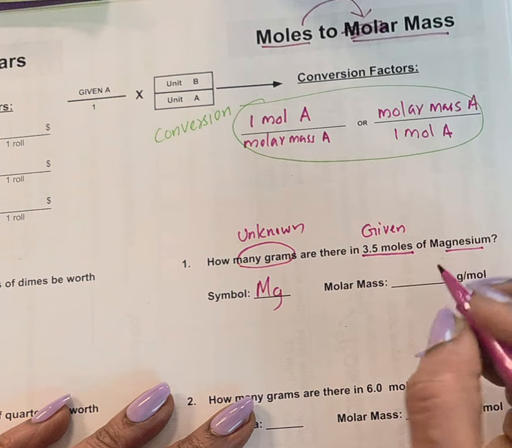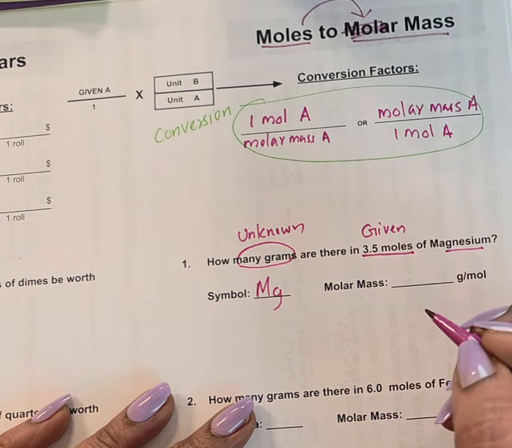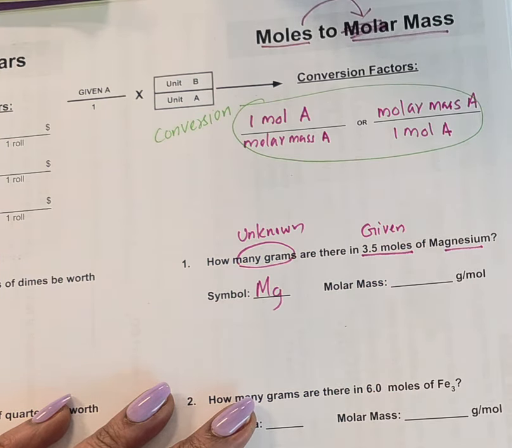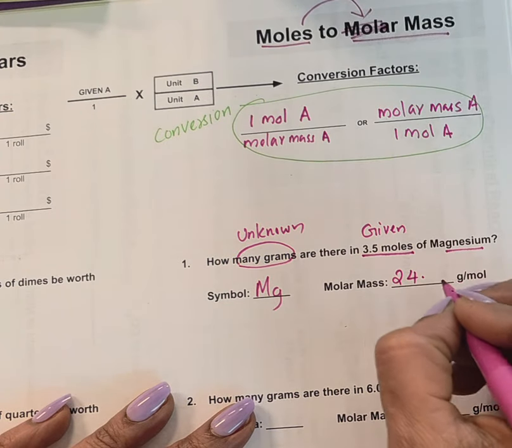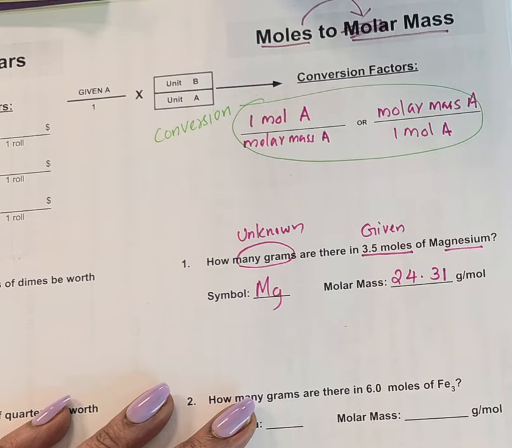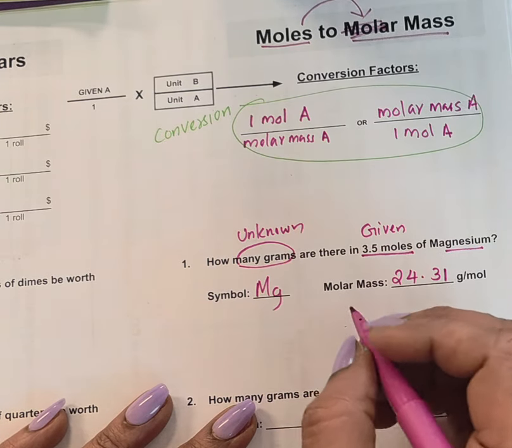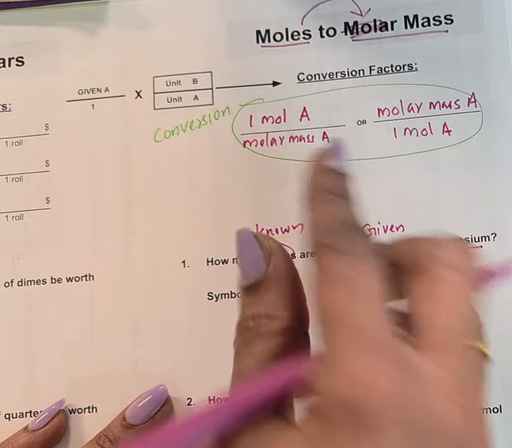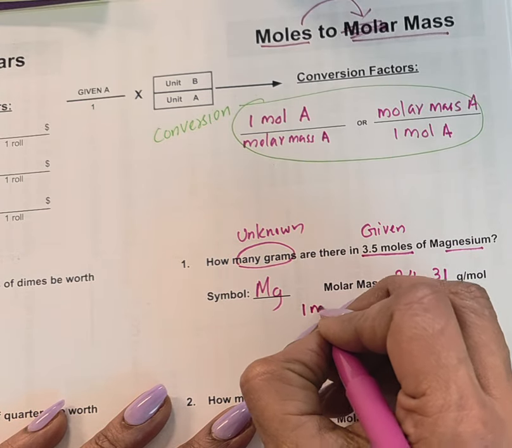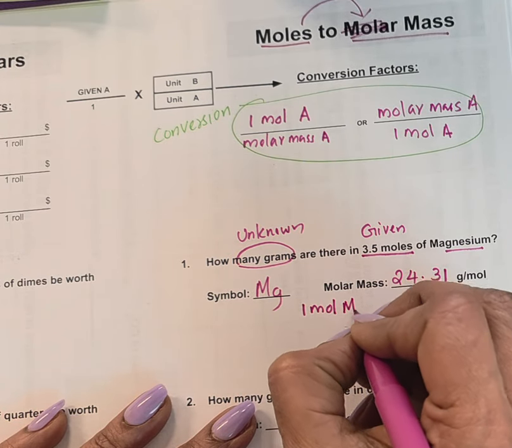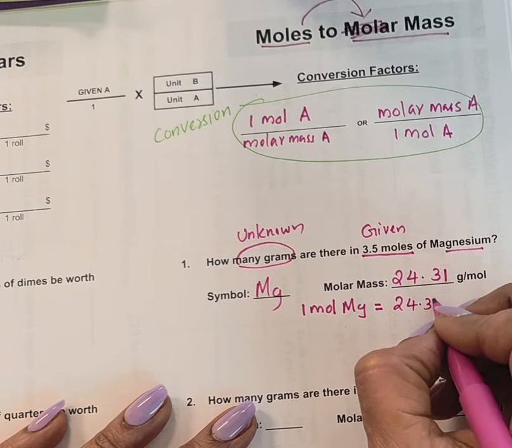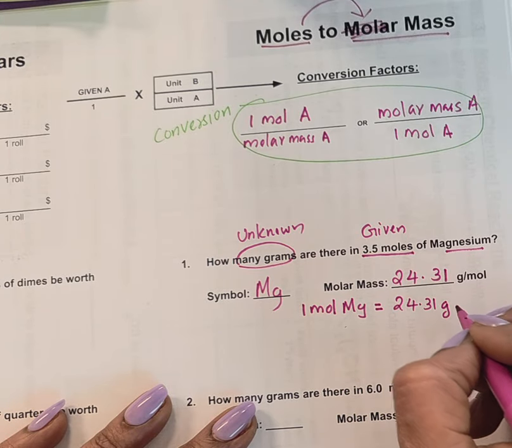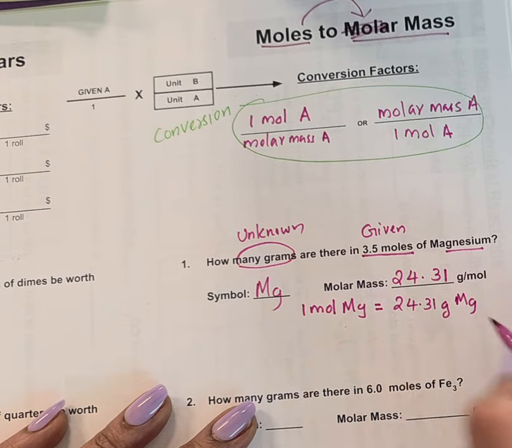Mg. And what is the molar mass from your periodic table, not from the other one, because that is not rounded to 24.31 gram. So, I am going to write a conversion factor like this. You can write as a statement, 1 mole of magnesium is equal to 24.31 gram of magnesium.